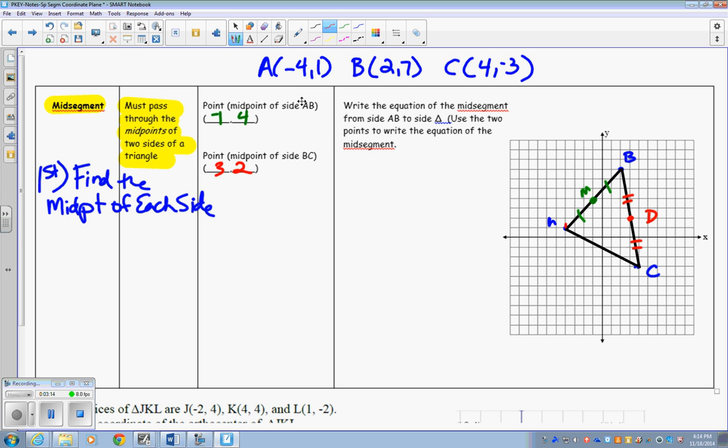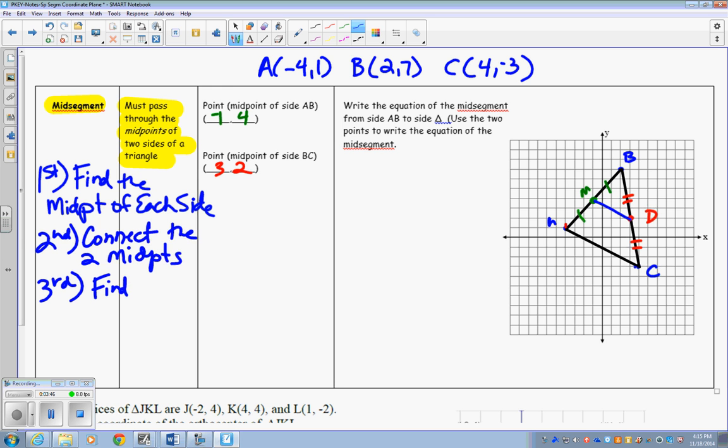All right. So once you first find your midpoints of each side, we're basically going to just connect those two midpoints, okay, and basically draw the mid-segment. So you can say second, connect them, or I'm going to write it just in case. So connect the two midpoints. And then third, which is the next thing, is we need to find the slope of that mid-segment.